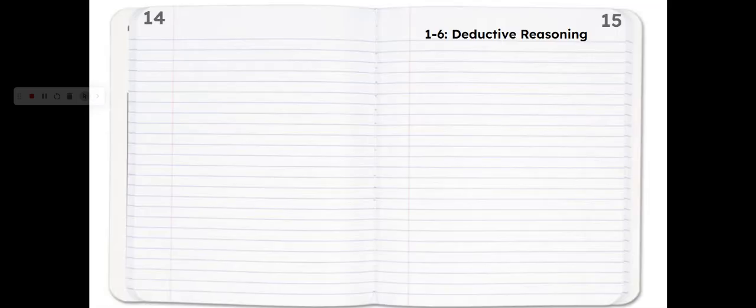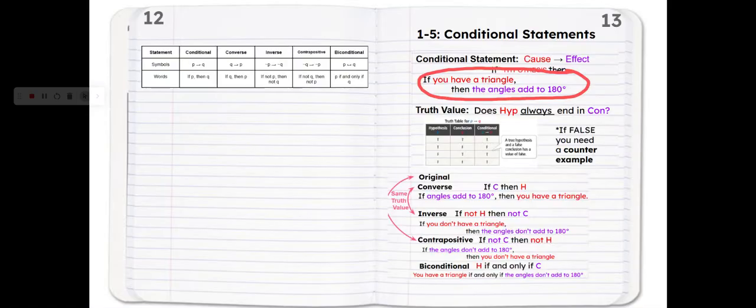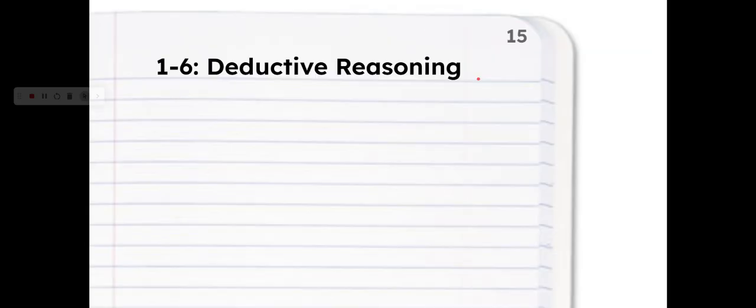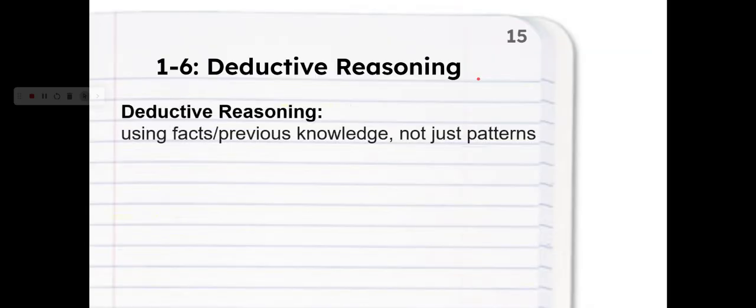So if you can title your next 2 pages Deductive Reasoning, we're going to use our concept of conditional statements, if-then sentences, in order to do deductive reasoning. It'll just make it a little easier. So deductive reasoning, again, is reasoning using facts, definitions, and knowledge, not just making assumptions based on patterns.